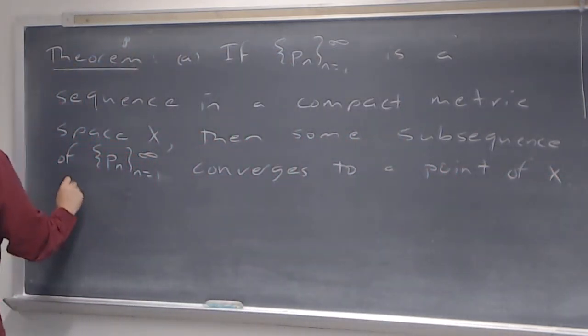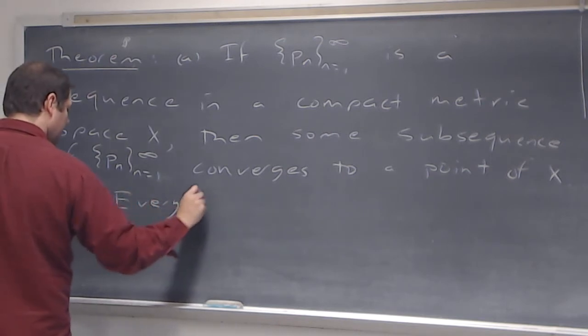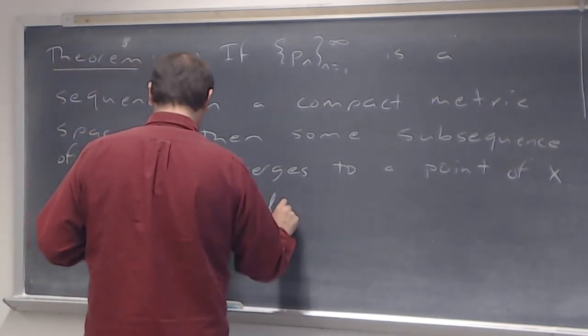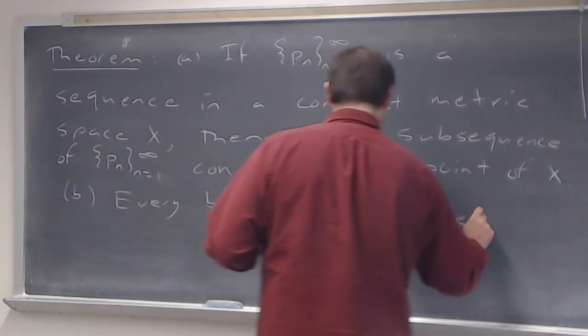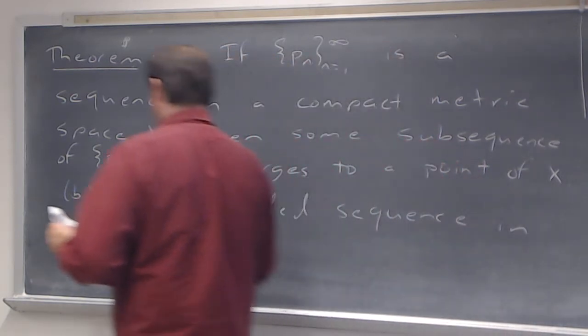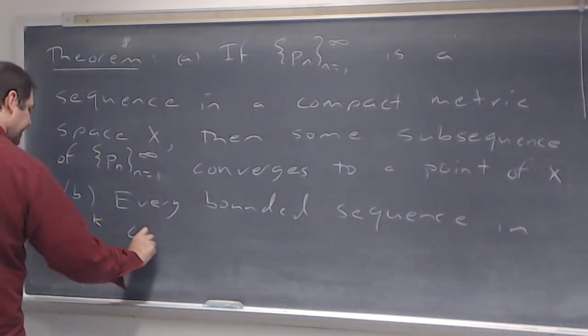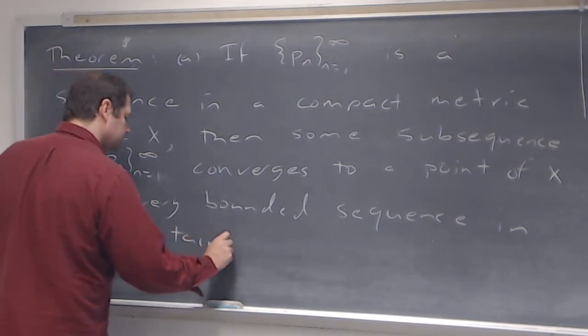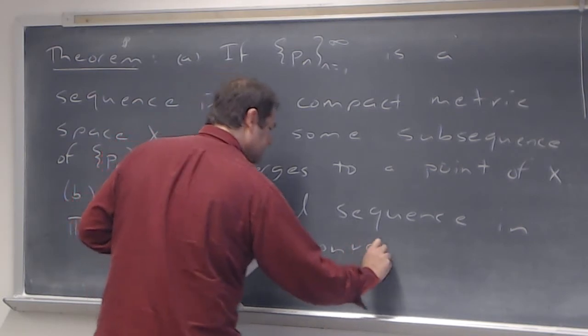Part B: every bounded sequence in R^k contains a convergent subsequence.